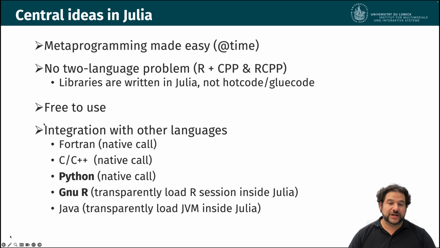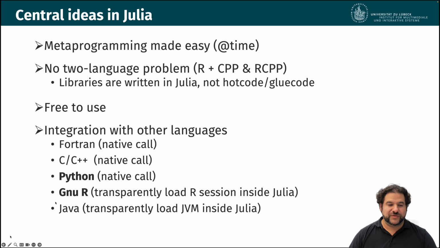And it integrates well with other languages. You can natively call Fortran code, you can natively call C++ code, you can natively call Python functions. So you can basically load a Python library and then just call the functions of that library on your Julia objects, and that works completely out of the box. There is a library to include R so that you can transparently load an R session inside Julia, and after that you can even call your favorite ggplot function directly from Julia.